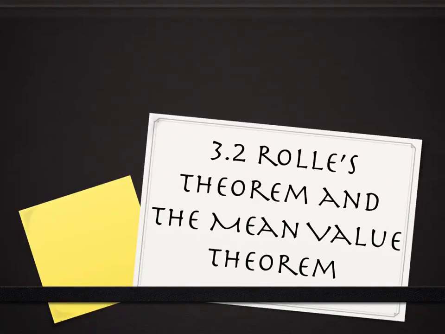Section 3.2, we're going to be taking a look at Rolle's theorem and the mean value theorem. That is how it's pronounced, Rolle's theorem. And as we take a look at this, this title is a little misleading. Rolle's theorem is just a special case of the mean value theorem. So we could just title this the mean value theorem and it would take care of all the things. But Rolle's theorem is a special case where we're going to start. It's a simplified case of the mean value theorem.